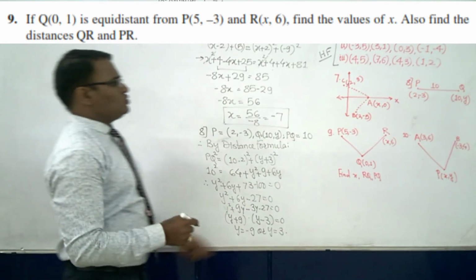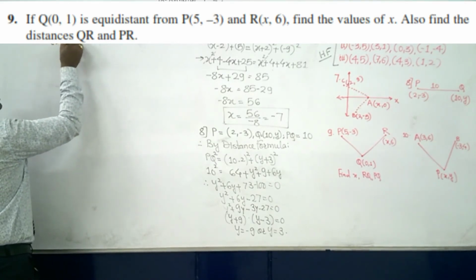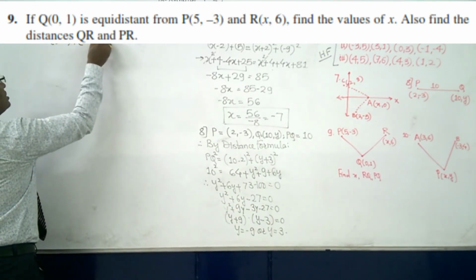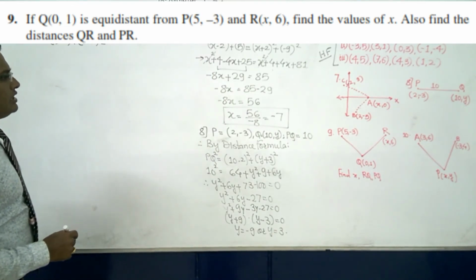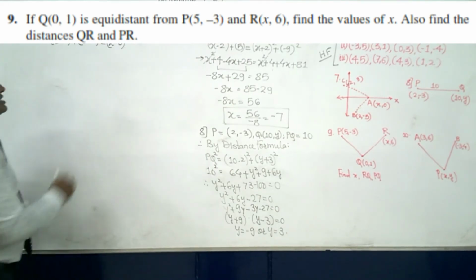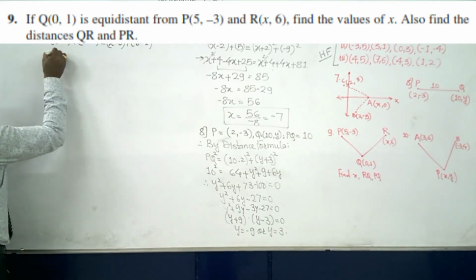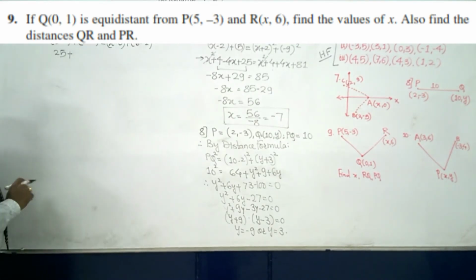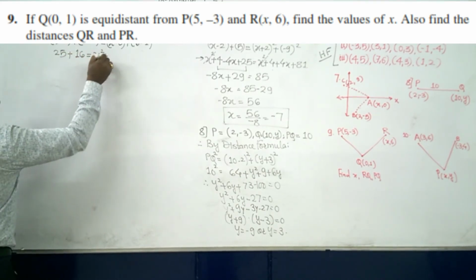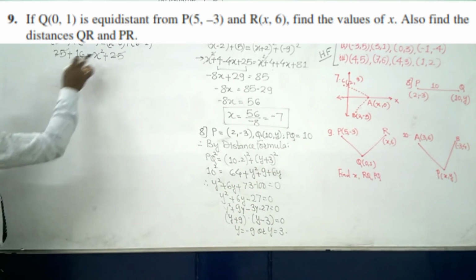If you think about PQ square, it will be (5 minus 0) square plus (5 minus 0) square plus (minus 3 minus 1) square, and then RQ square, that is (x minus 0) square plus (6 minus 1) square. Now 5 minus 0 is 5, so it will be 25. Minus 3 minus 1 is minus 4, minus 4 square is 16, then x square, then 6 minus 1 is 5, that is 25. This 25 will get cancelled, and x square is equal to 16.